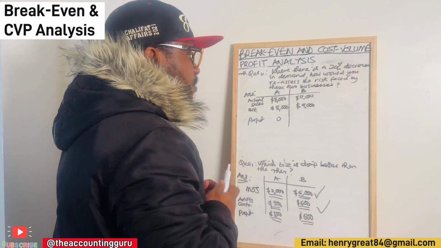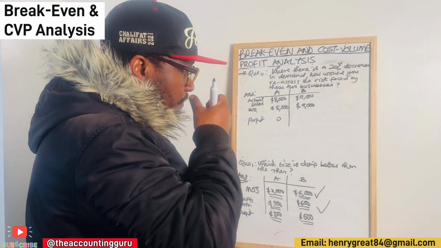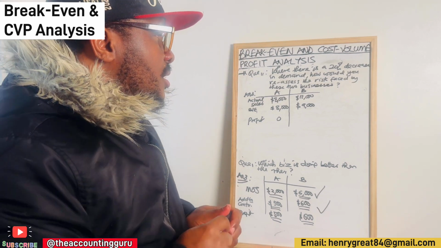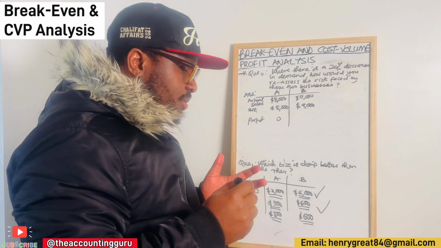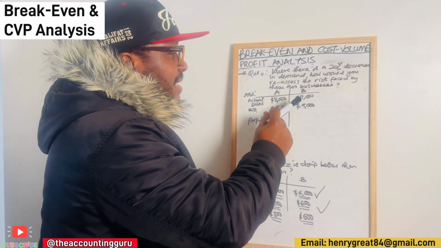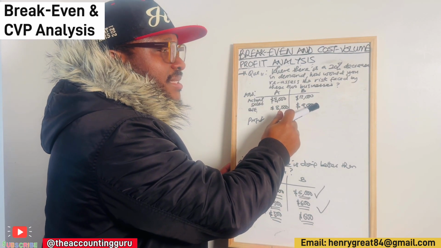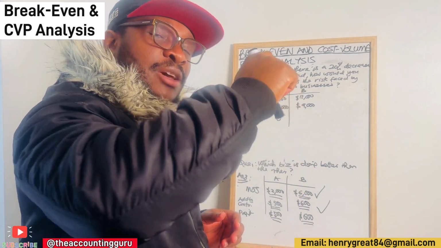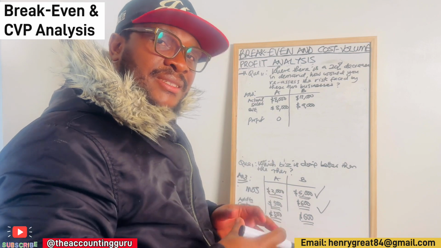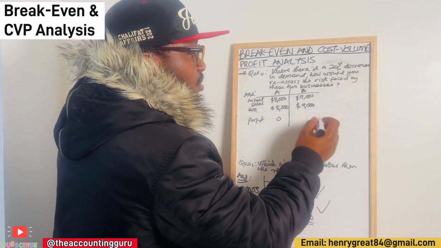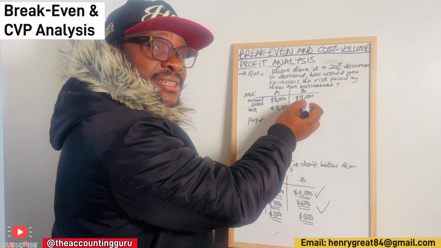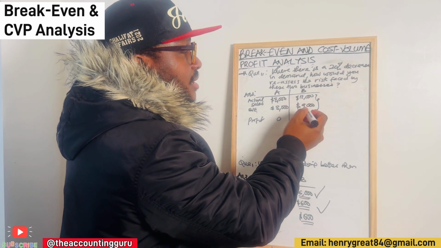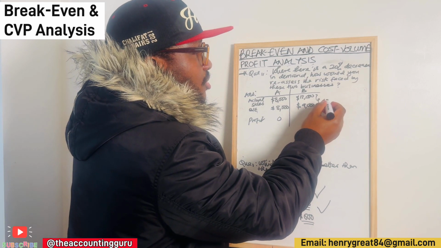Perfect. So what will be the profit for business B? How do you calculate the profit for business B? Don't forget the principle. Any extra sale above the break-even sale, the contribution thereof is the same as profit. So how do you calculate the contribution on the extra sale? Do not forget the extra sale will be 12 minus 9. That will give us $3,000.